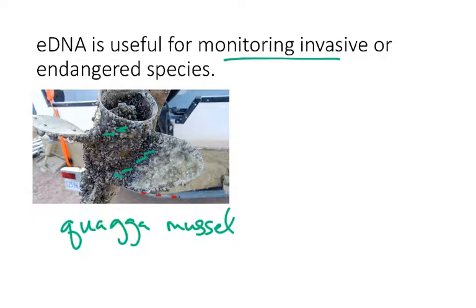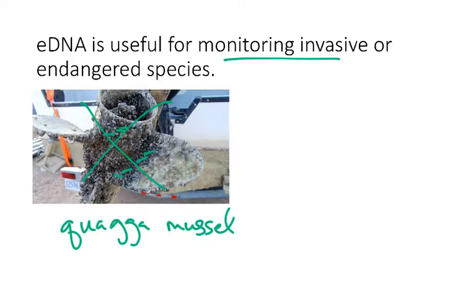So if we did a visual survey, we would be able to tell if they were there. But really what we want to do is catch it before it gets to that point, right? With eDNA, even if there are only a few quagga mussels present, we'd be able to detect them and hopefully prevent this scenario from happening.